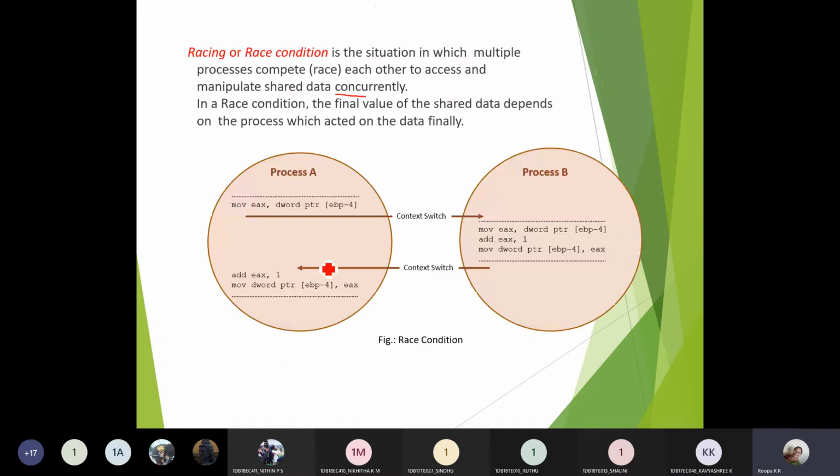So it is nothing but the same. That condition is called a racing condition. Suppose this is process A and process B. At this point, after using this instruction, we move the value from a pointer of size 32 bit to a 32 bit register.